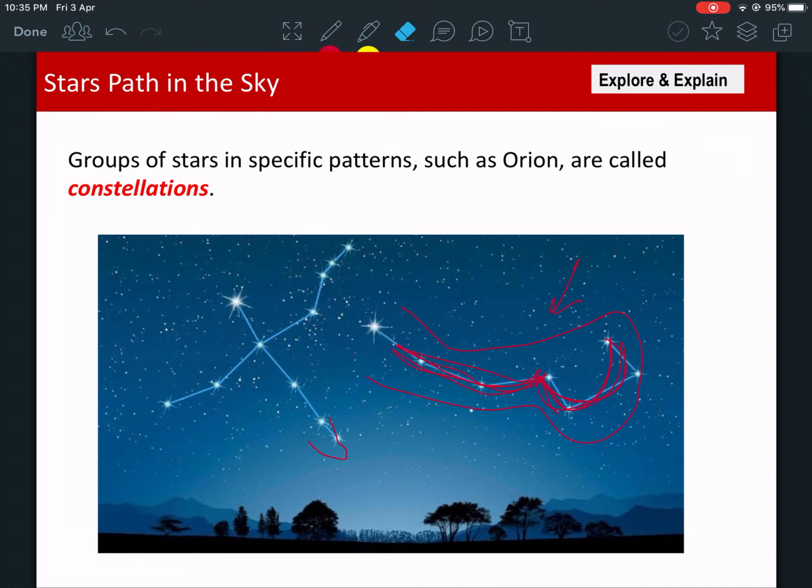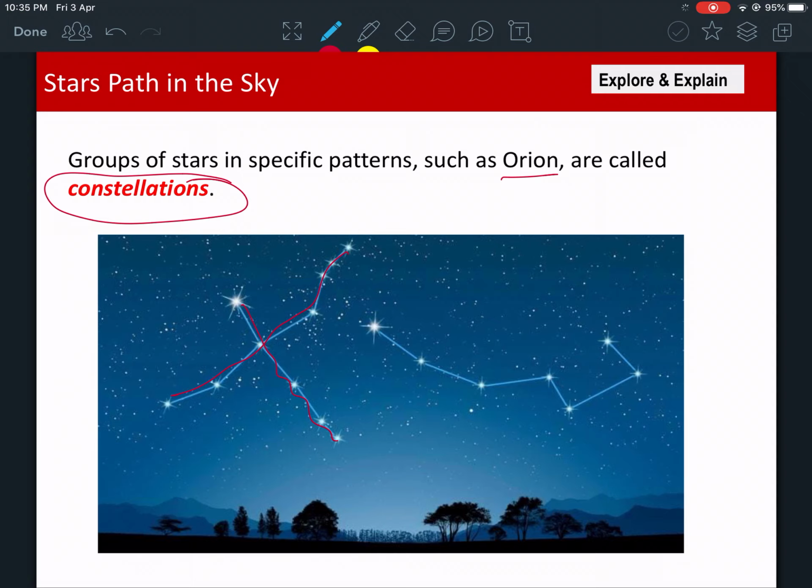So the scientists have grouped stars together, gave them a name, and each one has a name. So there's Orion, Big Dipper, and a group of stars that have a specific pattern, they call constellations. Okay, so stars that have a specific pattern, we call these constellations.